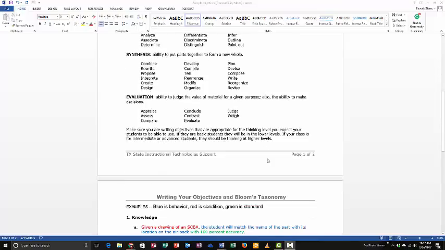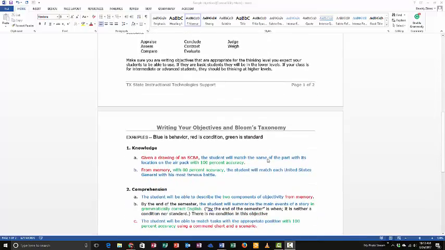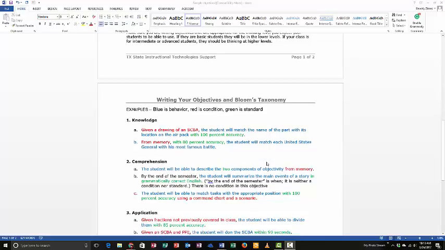If we look at the next page of this document, I have some sample objectives at each of the levels, and I have color-coded them. So you can see blue is the behavior. That is what you want them to do. The red is the condition. What are you going to give them to work with?